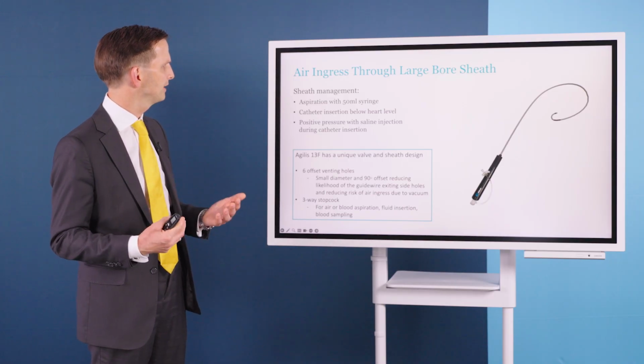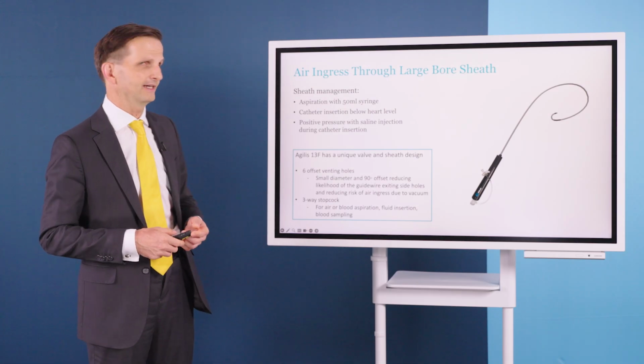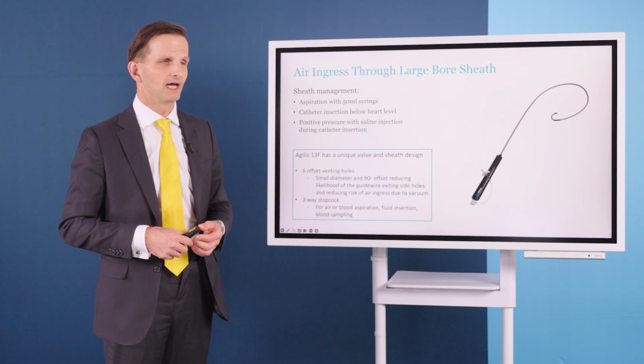So what we typically would do is we aspirate the large sheath with a 50 ml syringe in order to get rid of all the air. We would insert the catheter below the level of the heart, and we inject the line with the syringe during insertion of the catheter in order to get a positive and not a negative pressure. This is highly effective to prevent air embolism.